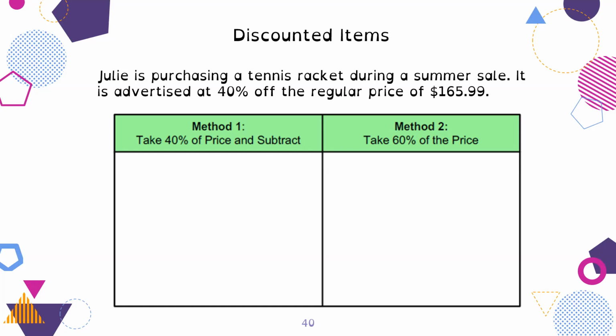Like for this example, we have Julie is purchasing a tennis racket during a summer sale. It's advertised at 40% off the regular price of $165.99. So instead of finding what 40% is and subtracting it, you could find out what 60% is, because if you take off 40%, you're left with 60%. So let's do both ways to see how they work. So if we are taking off 40%, so 40% is going to be 0.40 as a decimal. So we do $165.99 times 0.40.